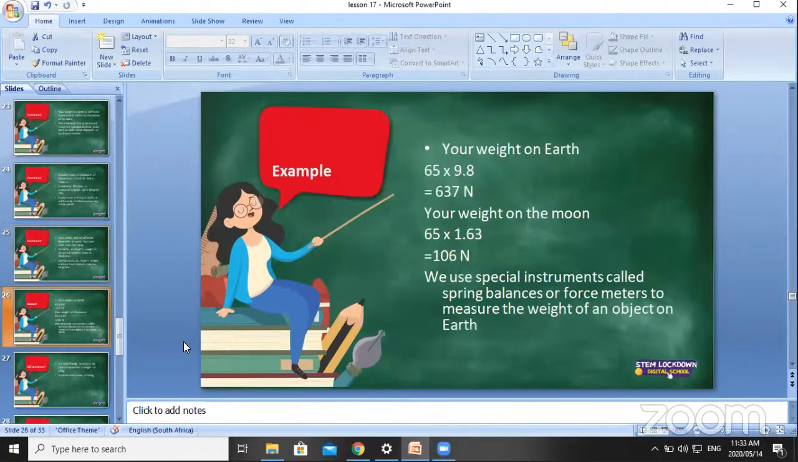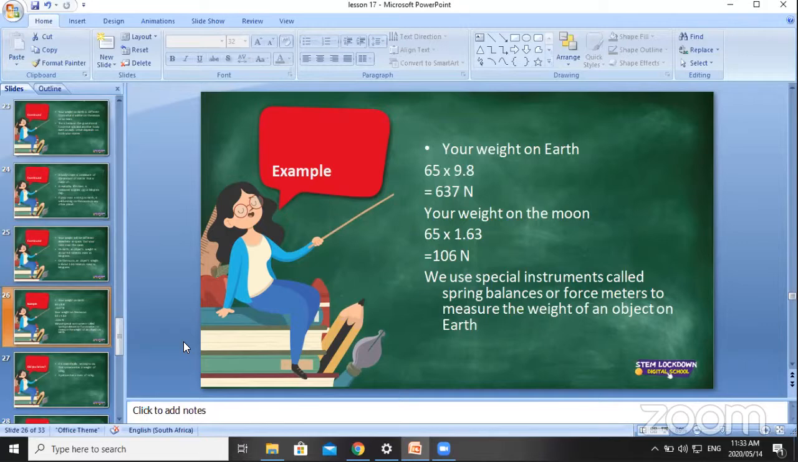So, for example, your weight on Earth: we said you are 65 kilograms, you multiply by 9.8, and you get 637 newtons. Your weight on the moon: you take 65 kilograms, multiplied by 1.63, which is obviously the force on the moon, and you get 106 newtons. We use a special instrument called a spring balance or force meter to measure the weight of an object on Earth.